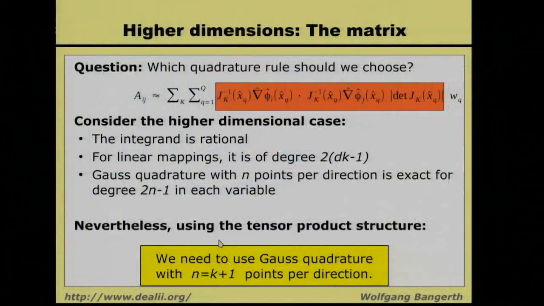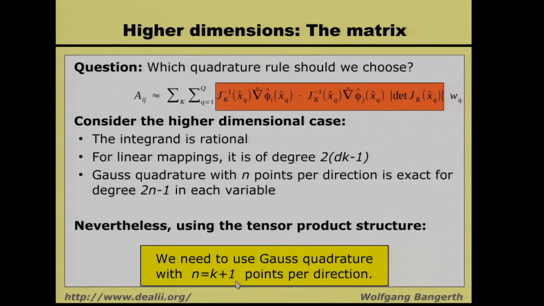So in that case, we know we create errors by replacing the exact integration by quadrature. But the error that I introduce this way is not so large that it destroys my convergence order. So the general rule is that when we do this, I use Gauss quadrature with n equals k plus 1 points per direction. So for example, if I use bilinear elements, then I need to use a Gauss formula that uses 2 times 2 quadrature points. So 2 in x1 and 2 in x2 directions.